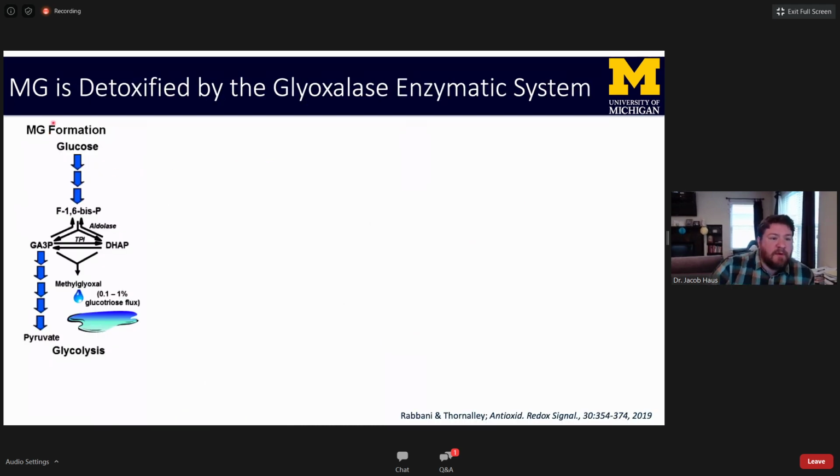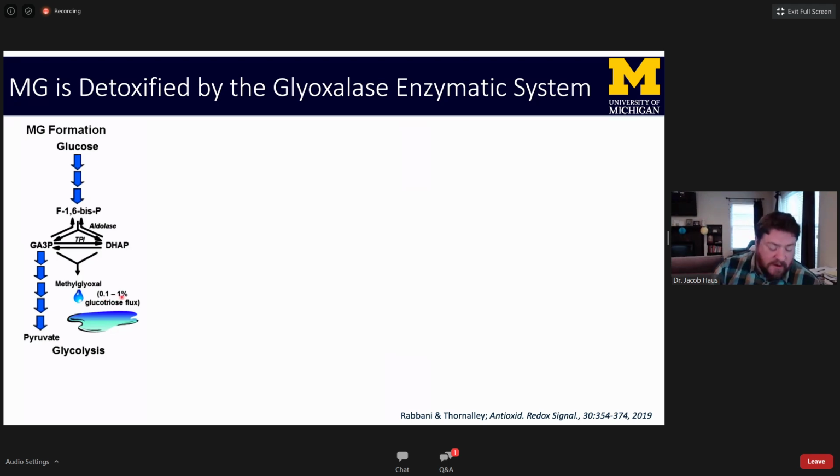Now, again, methylglyoxal is formed in proportion to glycolytic flux, and it can make up anywhere between 0.1 to 1% of all of the glucotrioses that flux through glycolysis. Importantly, it's the 3-carbon intermediates, the G3P and the DHAP, that are responsible for the formation of methylglyoxal. They spontaneously degrade into a methylglyoxal product, and this just happens spontaneously based upon the conditions inside the cell. This happens in normal people anywhere between 0.1 and 1%.